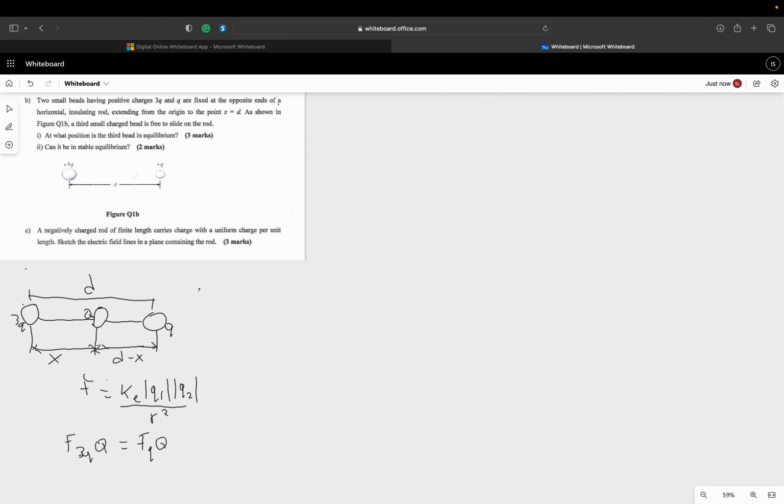Now let us calculate F of 3Q. F of 3Q capital Q will simply be equal to Ke, magnitude of 3Q, magnitude of capital Q, divided by the distance separating them, x, squared. F of small q capital Q will be equal to Ke, magnitude of small q, magnitude of capital Q, divided by the distance separating them, which is d minus x, all that squared.